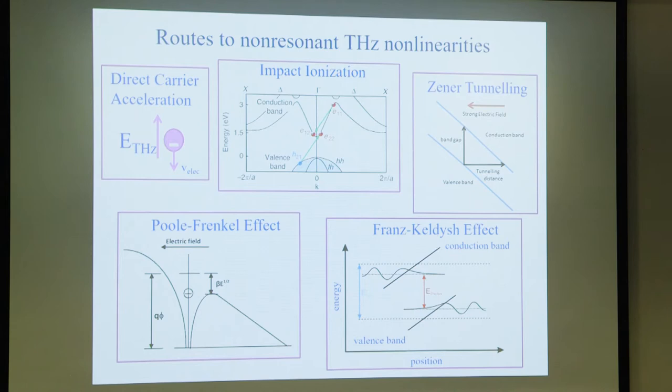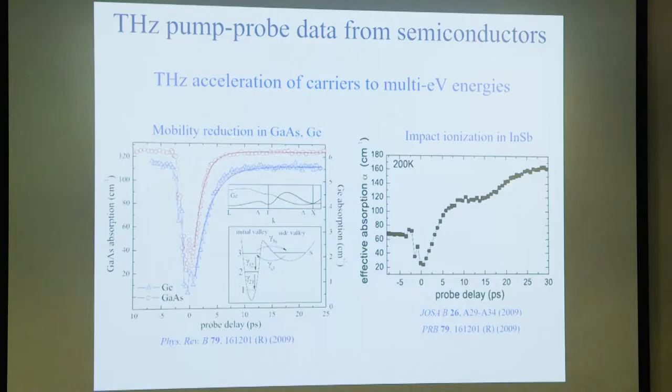It's also possible to simply pull electrons out of shallow or sometimes not so shallow traps or bound states and liberate them. So in many cases, they'll be liberated and then accelerated. So let's just see a few examples. Here is some early data that we took. This is just pump probe, terahertz pump, terahertz probe, and just ordinary bulk semiconductors.